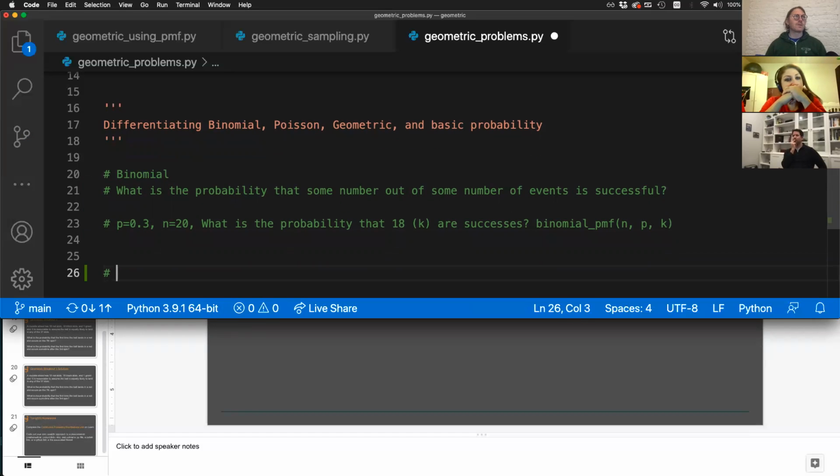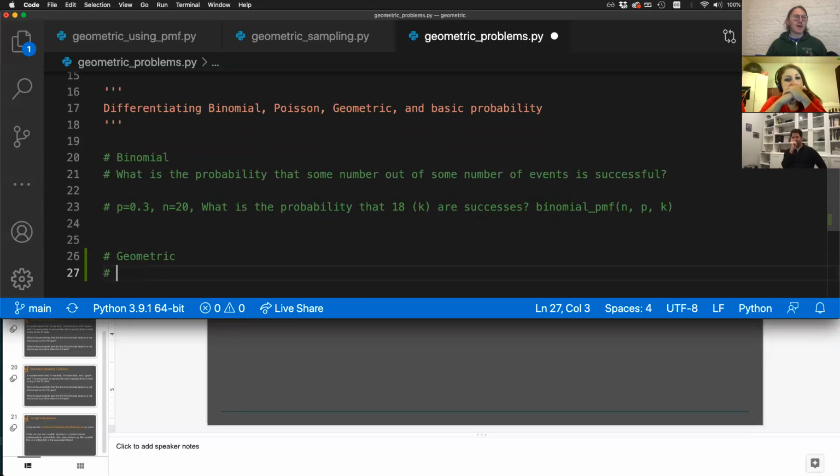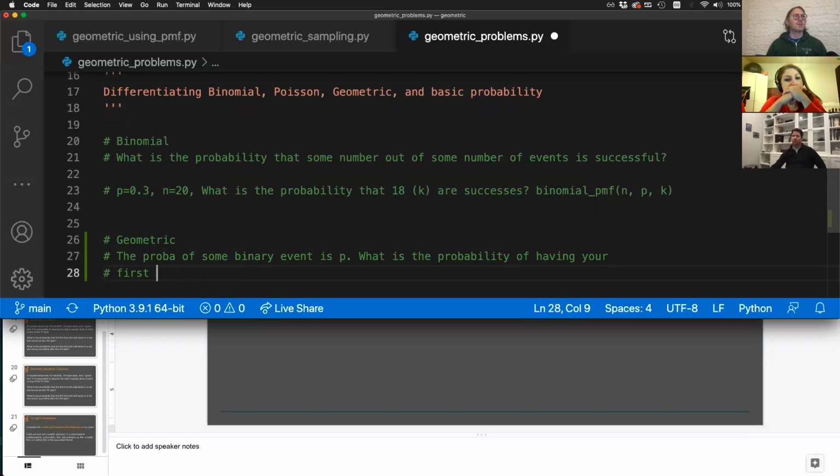Geometric, we can describe as being: the probability of some Bernoulli trial or binary event is p. What is the probability of having your first success on the nth, let's say the kth trial? Well, I like thinking about this as the nth trial because you exit at that point, right? So it's either going to be true or false, success or failure.